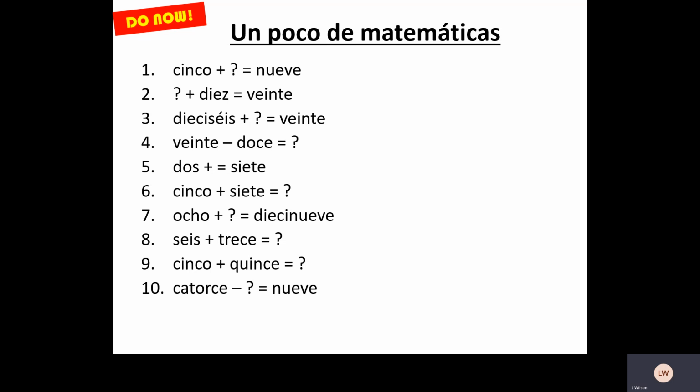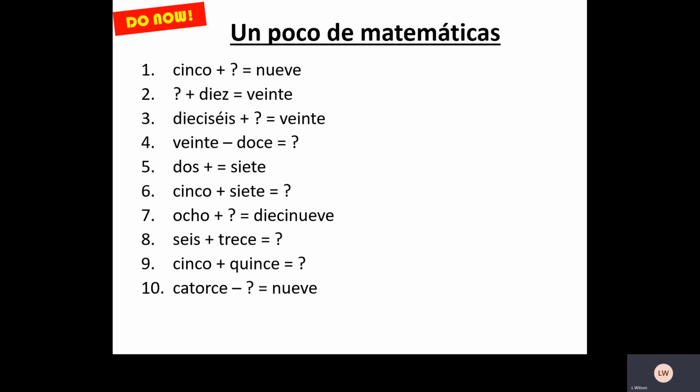Número 4, 20 menos 12 son 8. Número 4 es 8. Número 5, 2 más 5 son 7. Número 5 es 5. Número 6, 5 más 7 son 12. Número 6, 12. Número 7, 8 más 11 son 19. Número 7, 11.